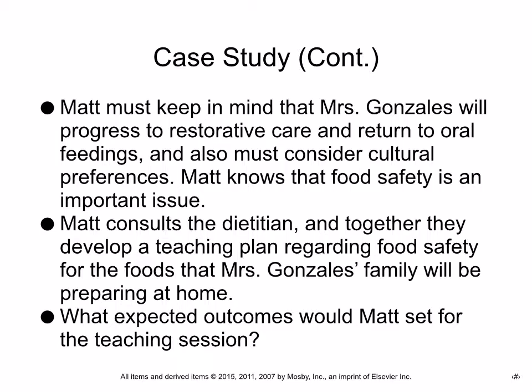Now, Matt can also assess the family caregivers' capability or comprehension level in preparing all this food and taking directions.